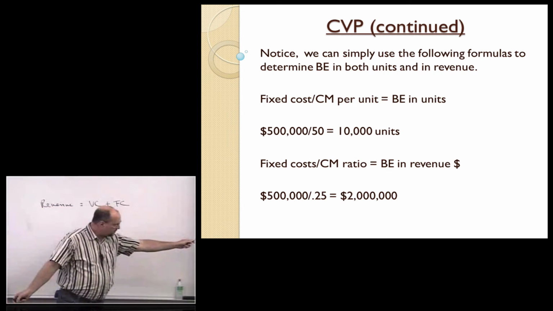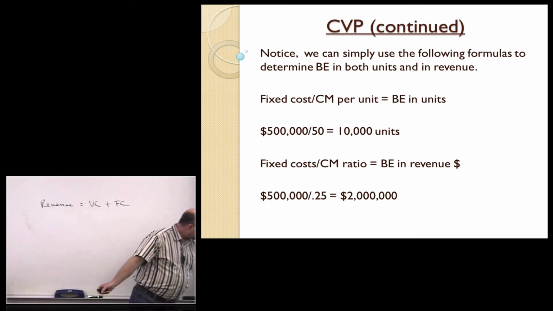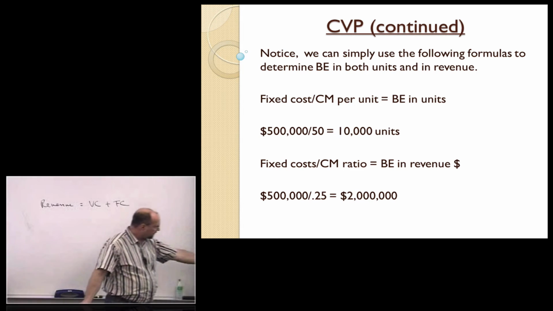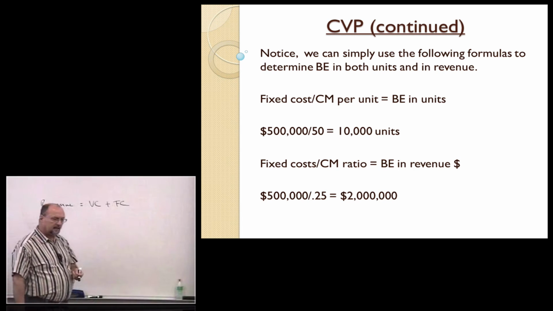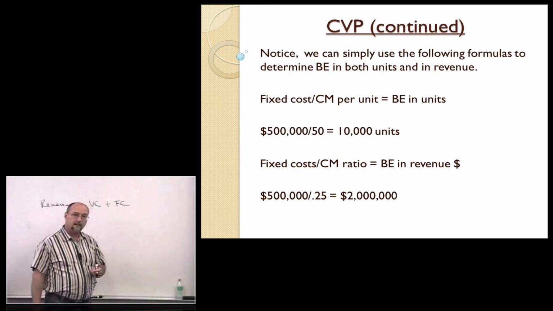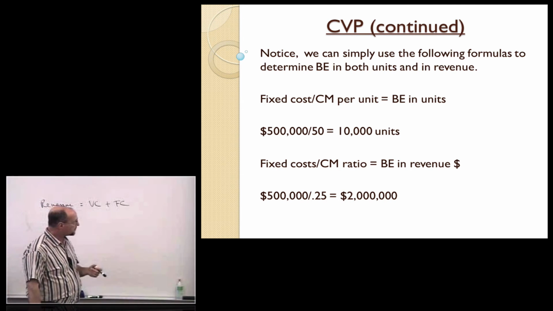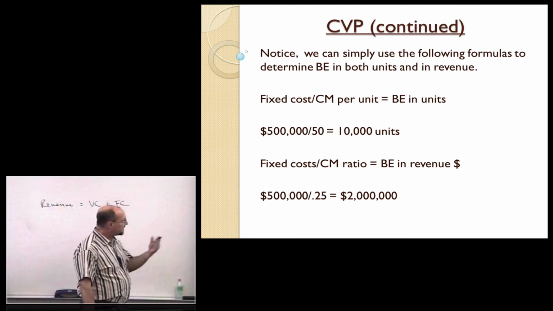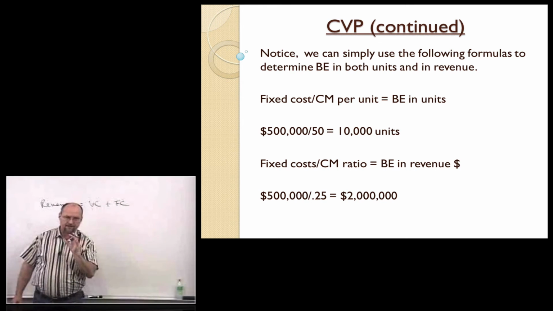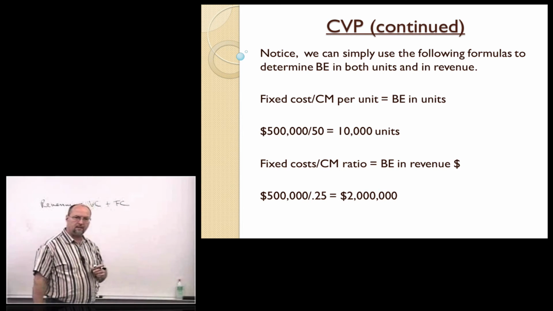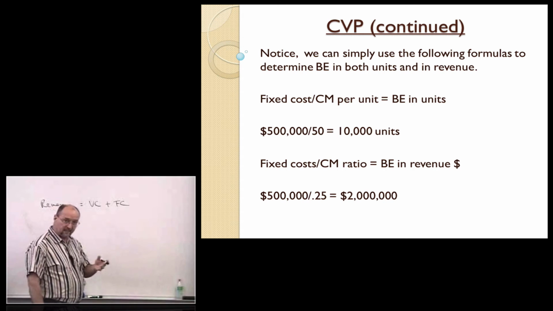We don't really need to do these 3 steps. We can eliminate this first step by simply saying, here's fixed cost, here's contribution margin. We can simply say fixed cost divided by contribution margin per unit gives us the number of units we have to sell at the break-even point. And there it is, 500,000 divided by 50, 10,000 units. Now, we can use a slight variation of this formula to figure out how much revenue we would bring in at the break-even point, 10,000 units.